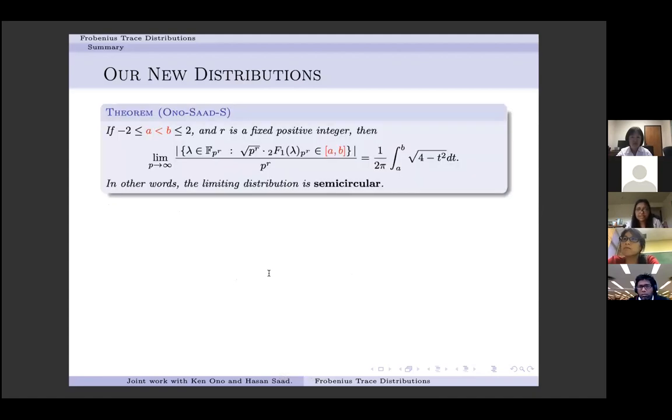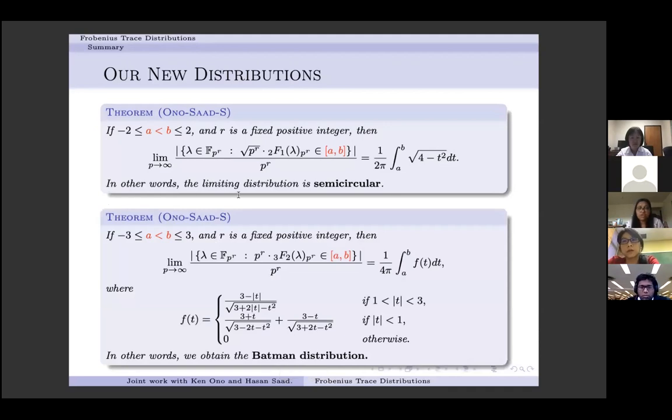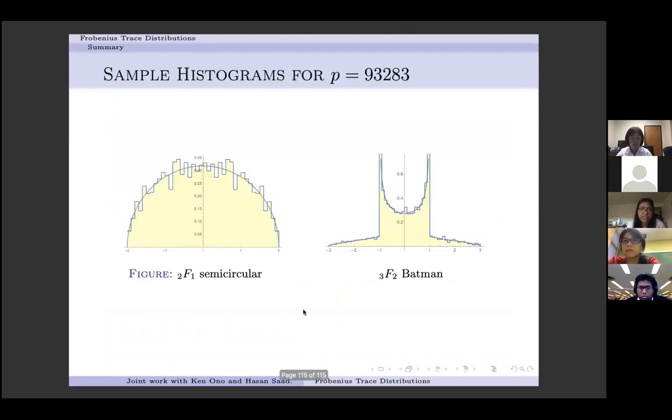So yes, these two are our main theorems. For the 2F1 function, we obtained that the limiting distribution is semicircular, and for the 3F2 functions, we obtained that the distribution is the Batman distribution. So here are the histograms that we have shown earlier. Yeah, that's it.